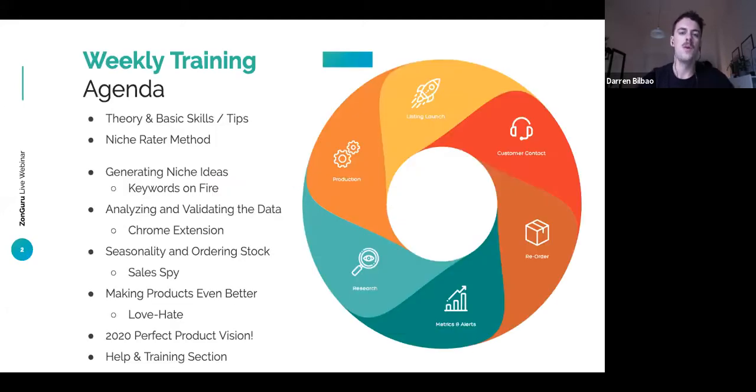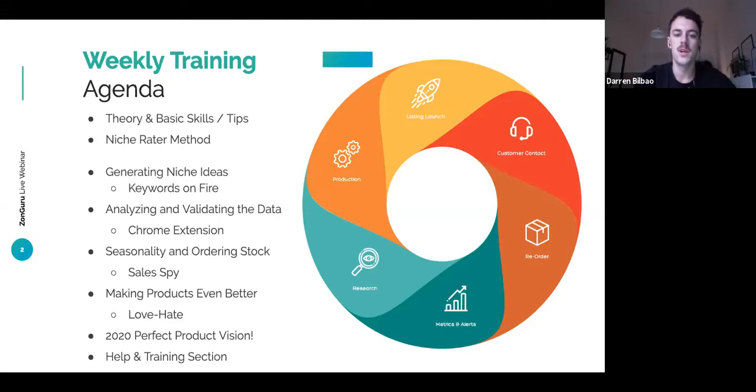So what we're going to cover is the theory and the basic skills and tips of selling on Amazon, the niche rater method, which is a Zonguru term. It's based on a few different elements that we think make up the makings of a really, really good product on Amazon. We're going to learn how to generate niche ideas using the keywords on fire method. We are going to analyze and validate the data using the Chrome extension. We're going to check out the seasonality and learn how to inventory plan with the use of SalesSpy.